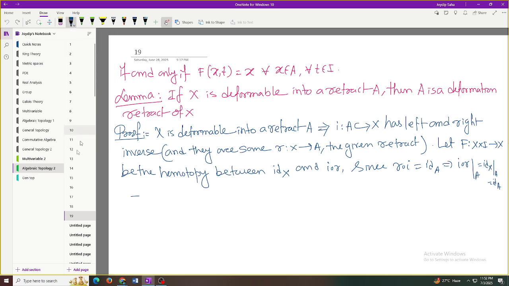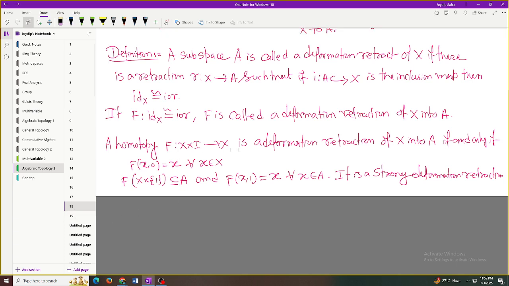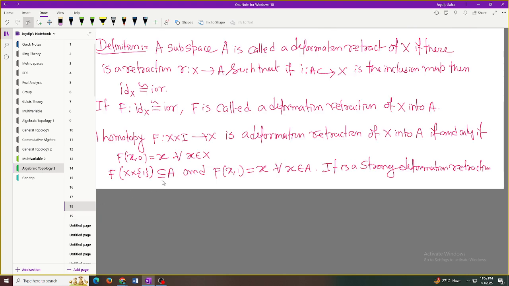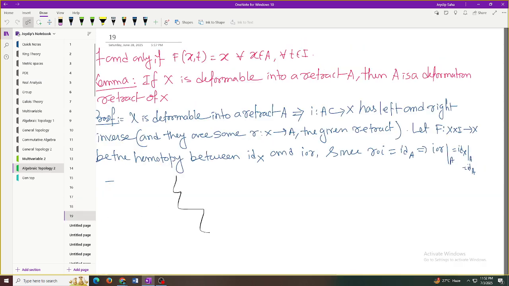Now go to the previous page. A homotopy is a deformation retract if and only if fx0 equals x. So what is fx0? Because f is a homotopy between identity and i compose r, and r is retraction. So what is f compose 0? It is x, right? And x cross 1, what is this? Okay, okay.